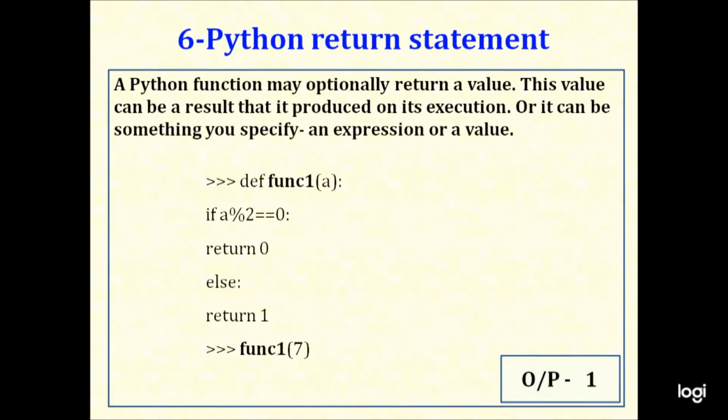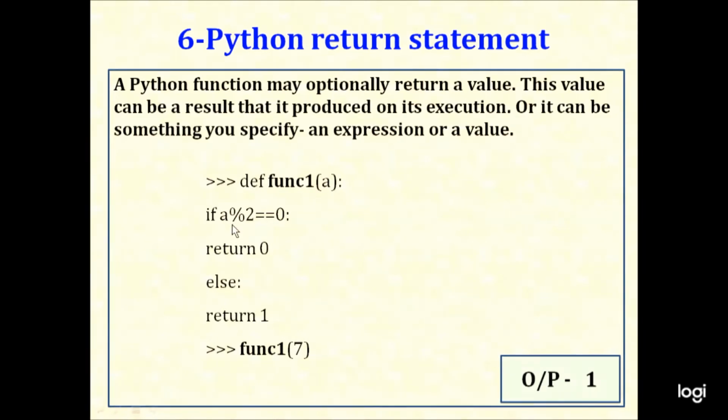Suppose, see this example. First of all, defining the function def function1, this is a function name, and argument list a, parameter or variable is given a. Condition is if a mod 2 is equal to 0, it means suppose if value of a is 2 and a divided by 2 and remainder is 0, then it will return 0. Otherwise, it will return 1 to the calling program.